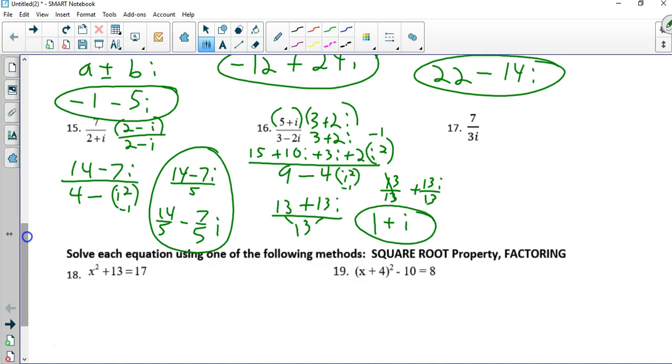Now, number 17. Remember on this one, all we have to do is multiply by i over i. That's all. Nothing else. It's that simple. Which is going to give us 7i over 3i squared, which is negative 1. So that basically makes this 7i over negative 3. Or you could write it just as negative 7/3 i. Either way is fine.